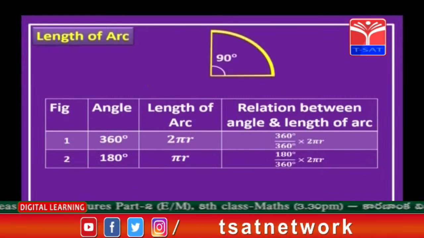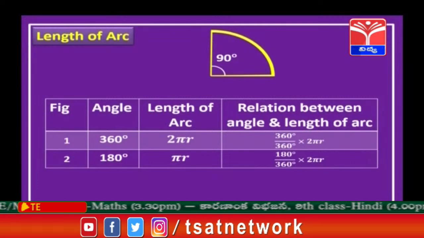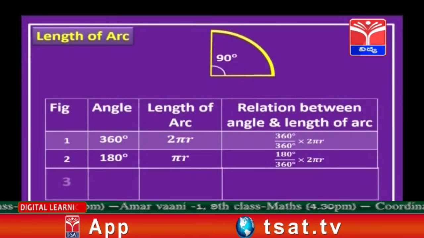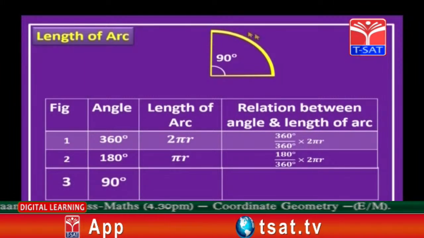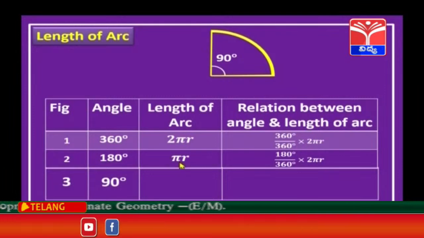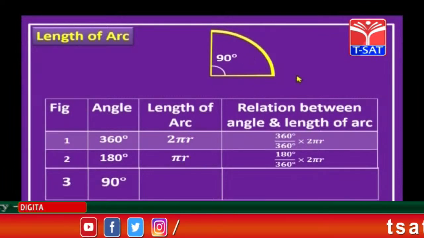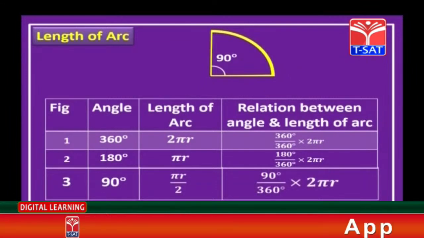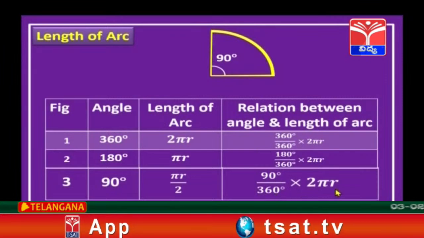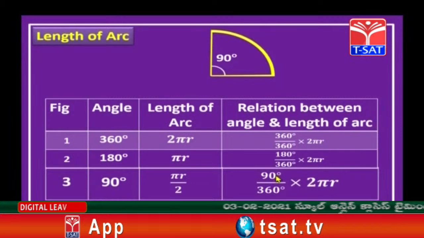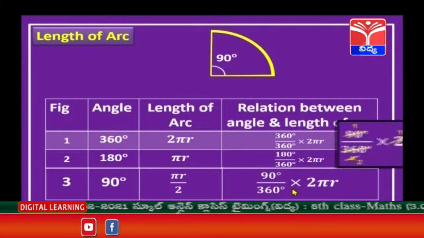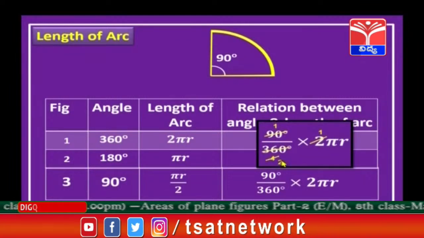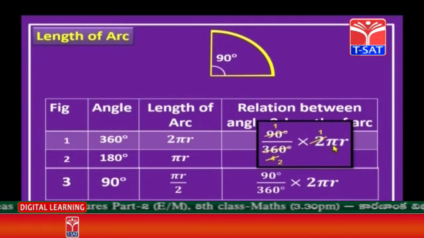Now let us see another case, children. Now I am going to have only a quarter of a circle, which makes an angle of 90 degrees at the center. So the angle is 90 degrees. Now it is half of the previous one, that is, previously we had pi r. Now what will be the length of the arc, children? You are right, it is pi r divided by 2. Now what should be the relation? Yes, 90 degrees by 360 into 2 pi r. Why? 90 goes one time and it goes 4 times in 360. I can cancel with 2 here and 2 will get cancelled. You are left with pi r by 2.